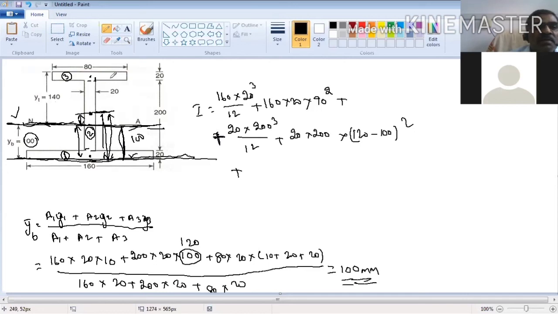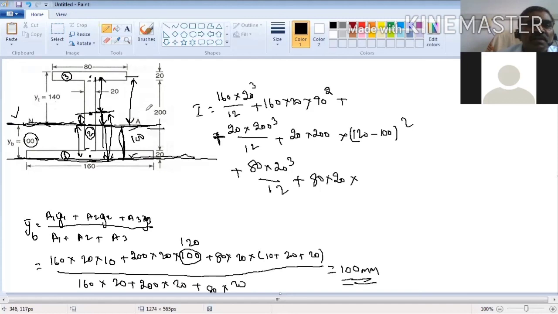Plus, you take body 3. Here b is equal to 80. 80 into 20 cubed, 20 cubed divided by 12. This will be the moment of inertia of body 3 about its own axis. Now you take this distance. You take this distance. How much is it? Plus area. Area is equal to 80 into 20. What is this distance, from this point to this point?